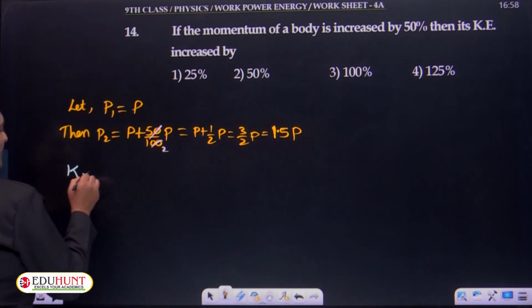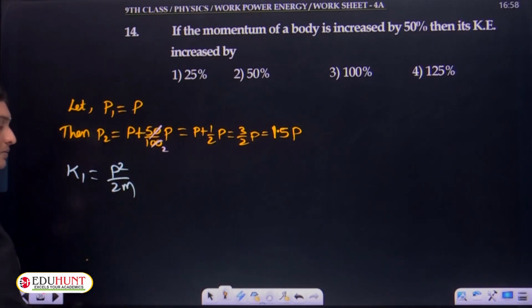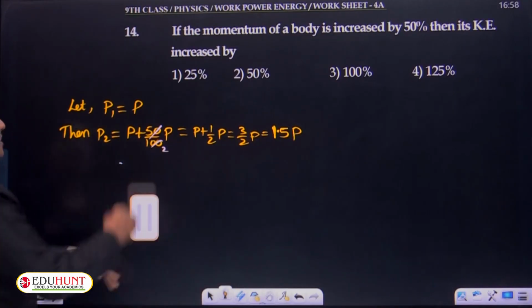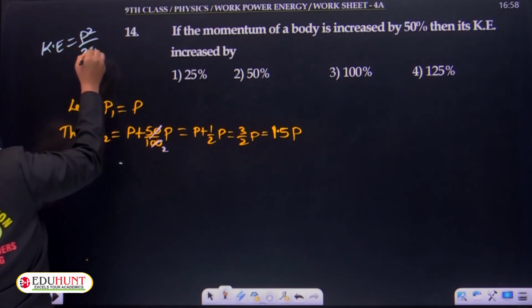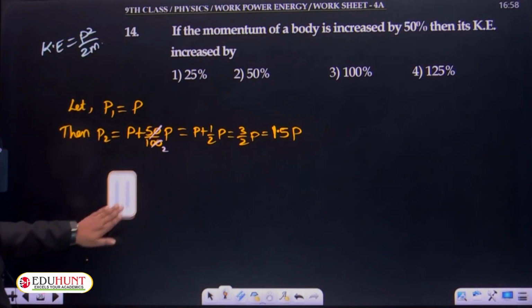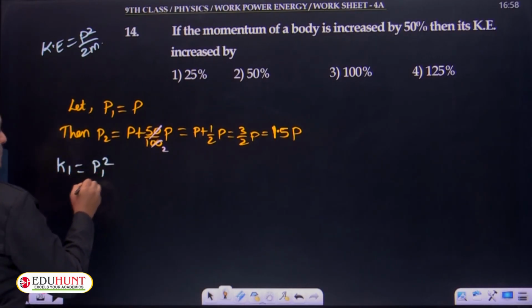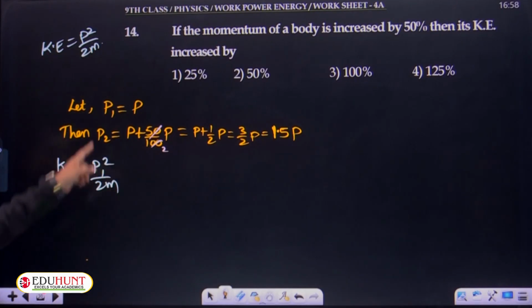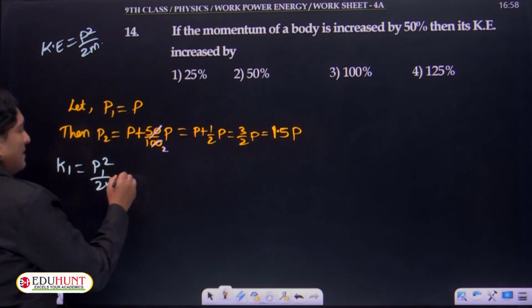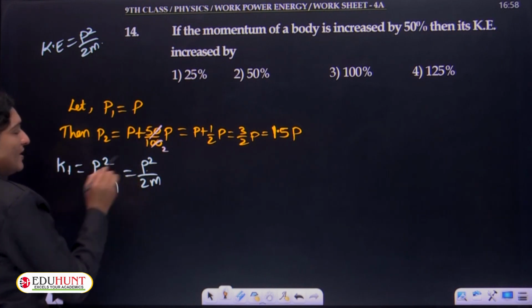Then K1 will be equal to P square by 2M. Yes or no? What is the formula for kinetic energy? Kinetic energy equals P square by 2M. So first, the value of K1 must be equal to P1 square by 2M. But what is the value of P1? P. So it can be taken as P square by 2M.